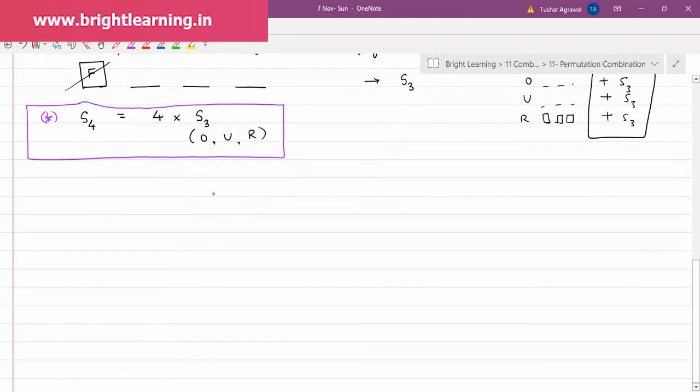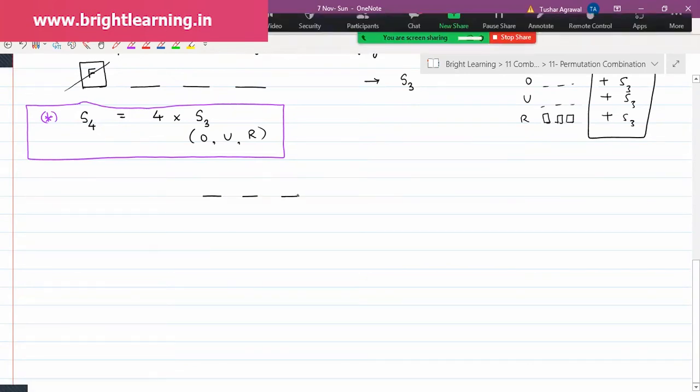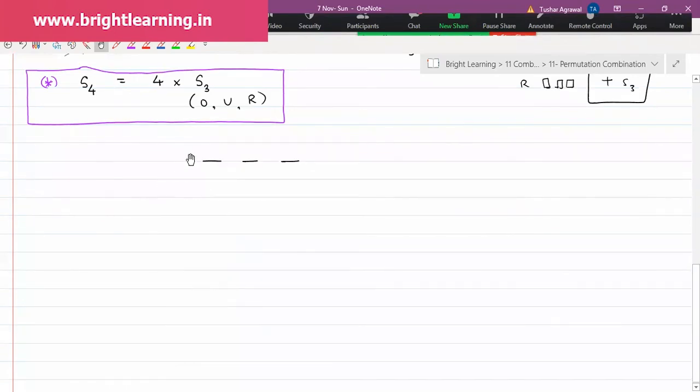Now to calculate S3, there are 3 positions: O, U and R. Again, we will repeat the logic. The counting logic will go on repeating. If O is fixed at the first position, how many arrangements are there? S2 arrangements, for the remaining two letters. If U is at the first position, again S2. If R is at the first position, again S2. So total how many will be there?